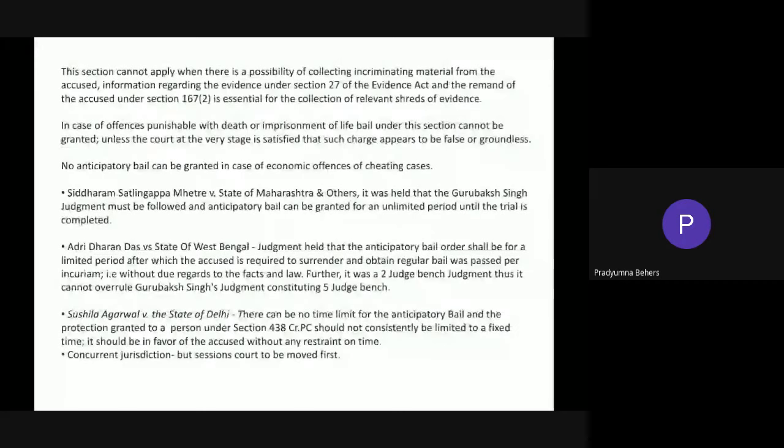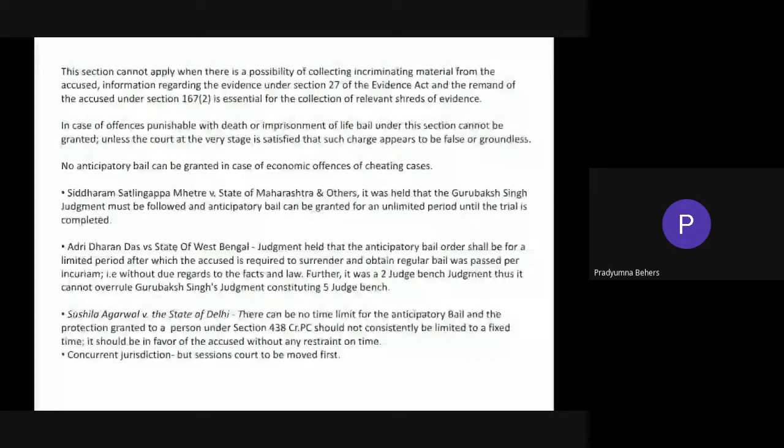In this judgment, it was held that the anticipatory bail order shall be for a limited period. Basically, whatever was previously said in Siddharam Satlingappa Mhetre, that it will be for an unlimited period, in Adri Dharan Das versus State of West Bengal it is saying that it will be for a limited period, after which the accused is required to surrender and obtain a regular bail, which was passed without due regard to the facts and law. Because obviously, the anticipatory bail is passed without actually looking into the entire case that has come to the court.